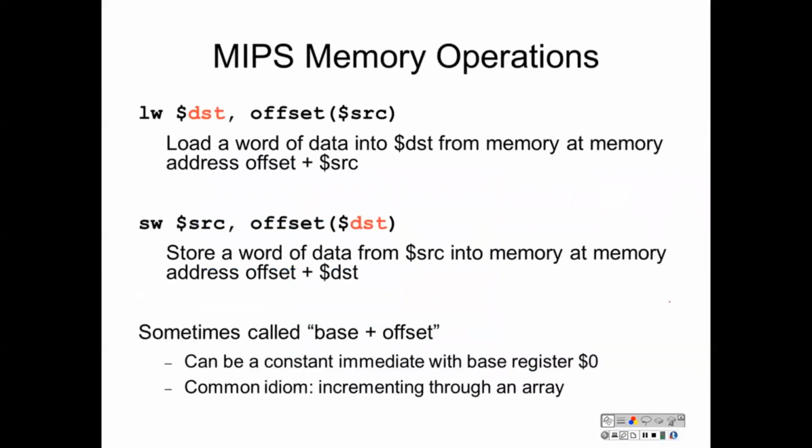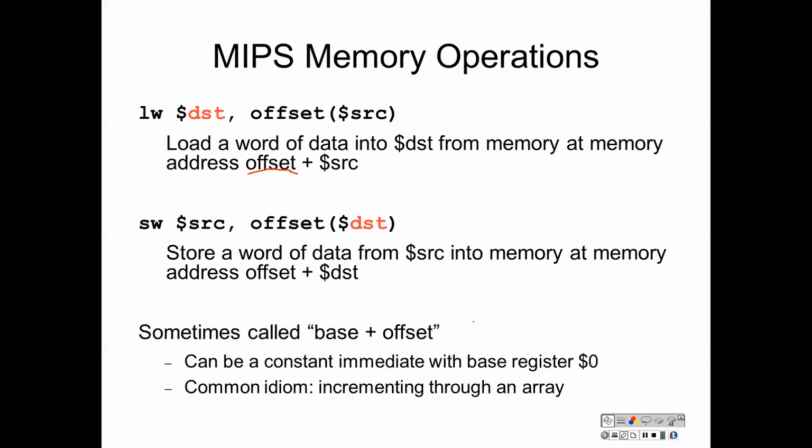The memory instructions in MIPS are load word and store word. So load word to a register at the offset from the source register. This loads or reads a word of data into the destination register from memory at the memory address calculated by adding the offset, which is an immediate value, to the source register. The store word instruction will copy the word from the source register out to memory at the memory address located at the offset plus the value read from the destination register.